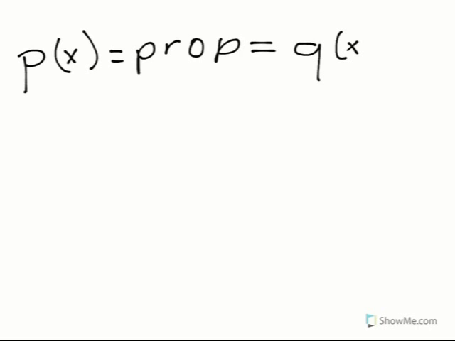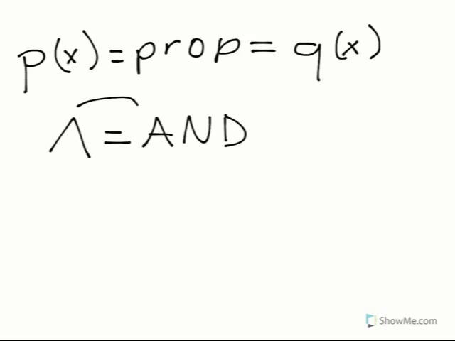First, we should know that p of x will represent a proposition. Remember that a proposition is any statement that can be proved true or false. Also, q of x will be a proposition. We should also know that this symbol here will represent and. You can see it resembles an A without this little stick here.